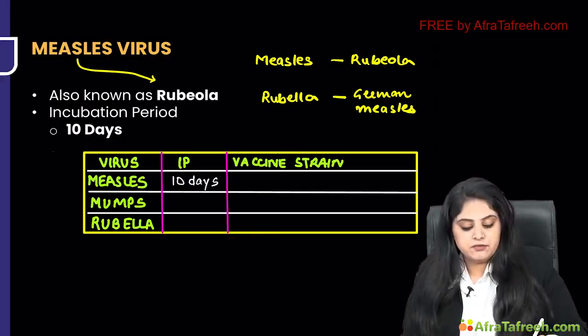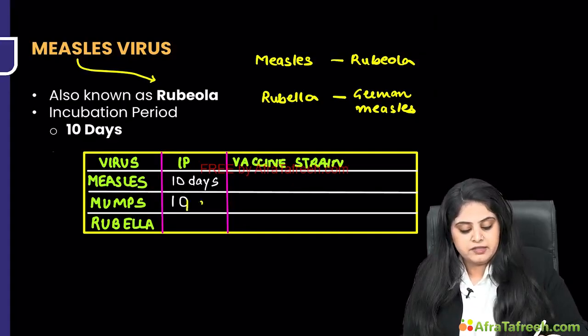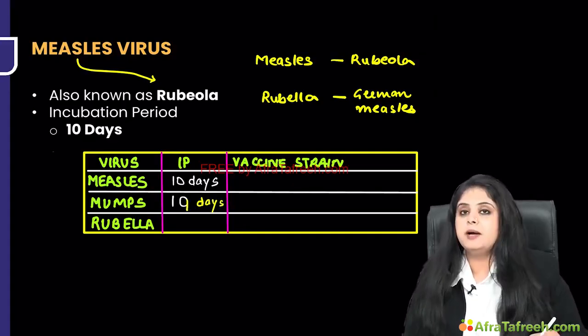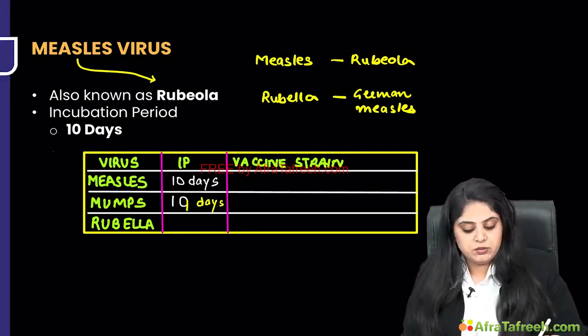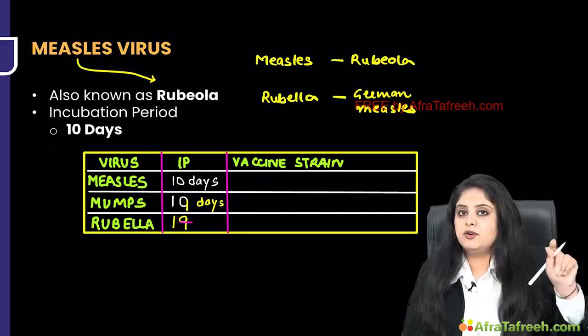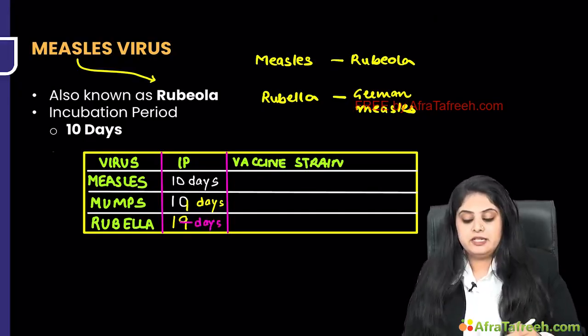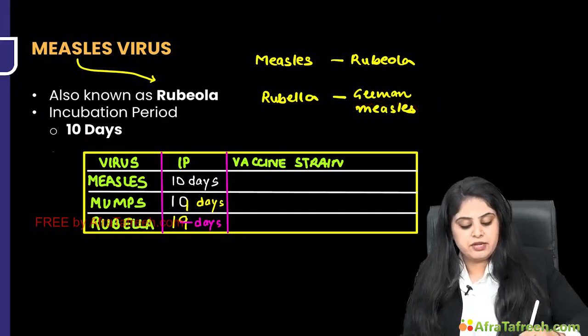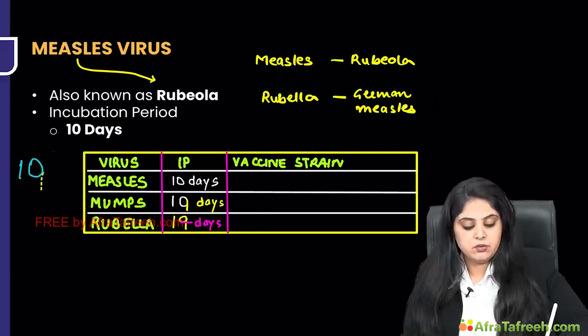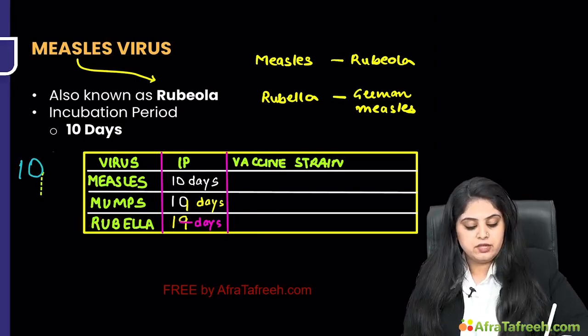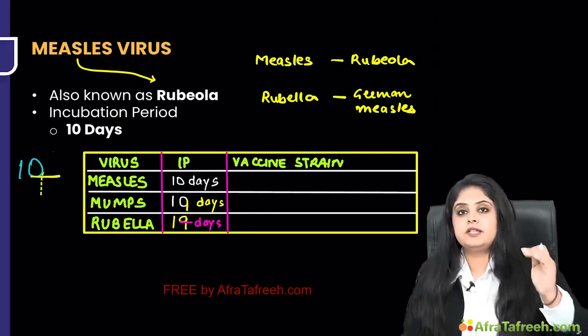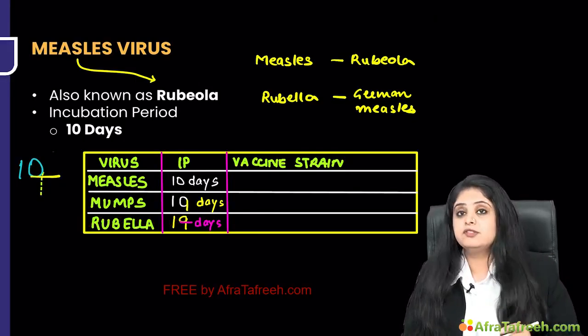Now from the same 10, I want all of you to make a line down, and how many days does it become? For mumps, it's going to become 19 days. Once you have drawn the 19, take another line forward, and for rubella, it becomes 14 days. So repeating once again, this is how you're going to write it in the exam. For MMR, you will write 10 days, then convert it into 9, so 19 days, then convert it into 4, so 14 days. 10, 19, 14.